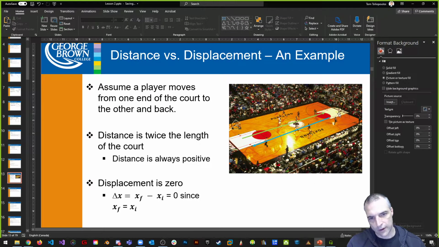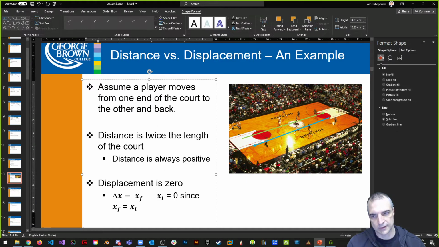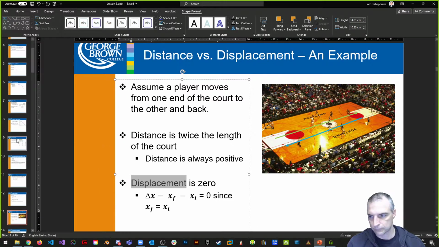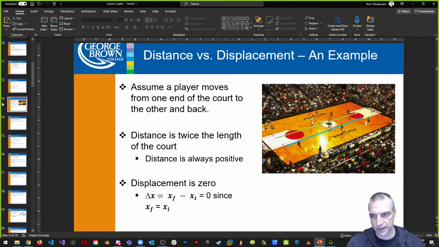All right, so we move across the court and back across the court. You can see that it's twice the length of the court, so the total distance is twice the court length, but the total displacement is 0. So please keep that in mind, the difference between distance and displacement. Okay? You'll be asked questions like that in your test.